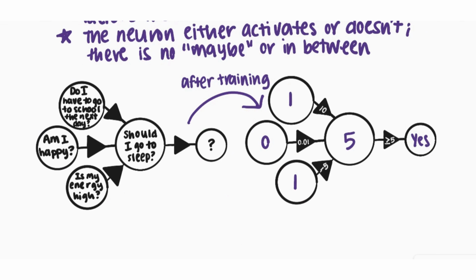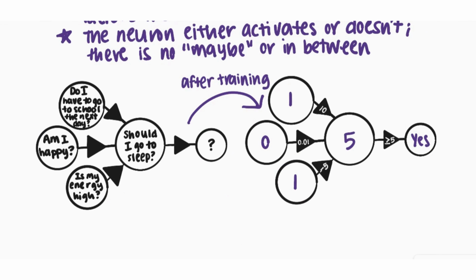So let's say after we train our model and it has learned everything it needs to learn, it determines that the weights are 10, 0.01, and -5 respectively. And the threshold is greater than or equal to 5 for this final neuron to fire. So let's say that we answer these questions.